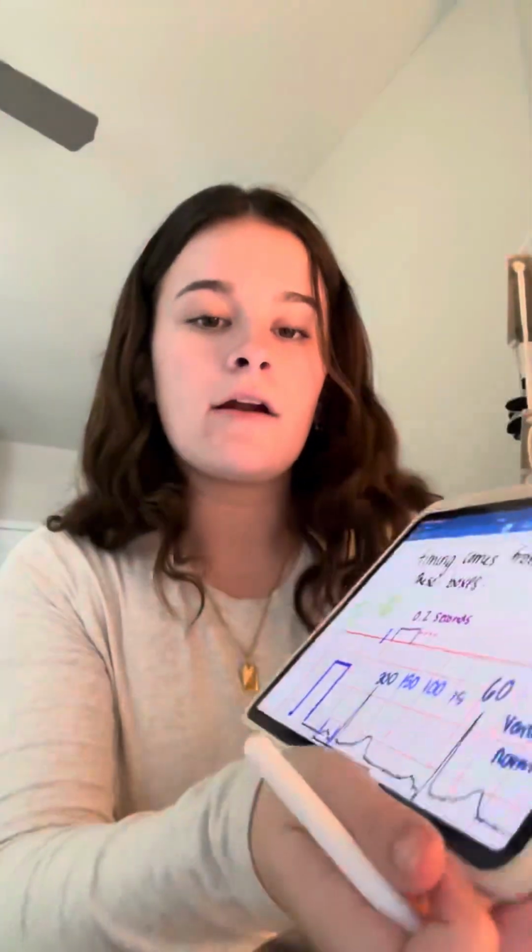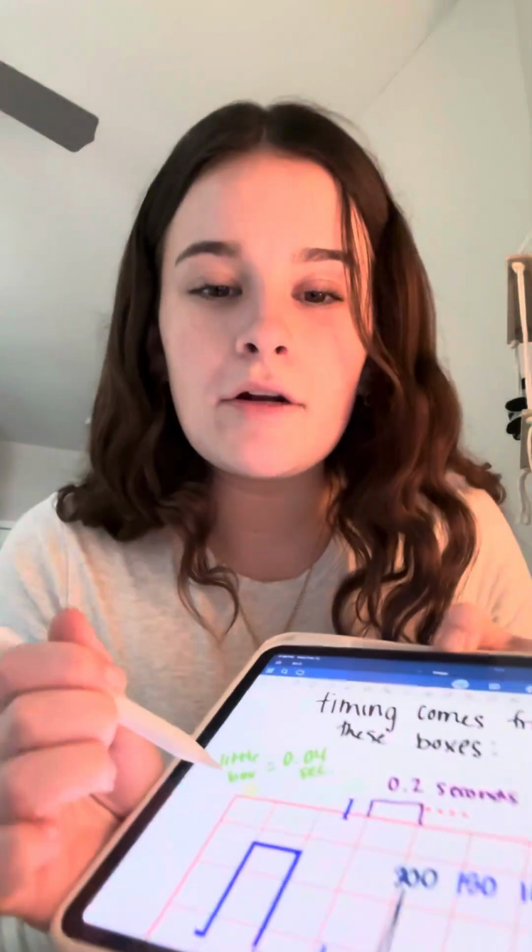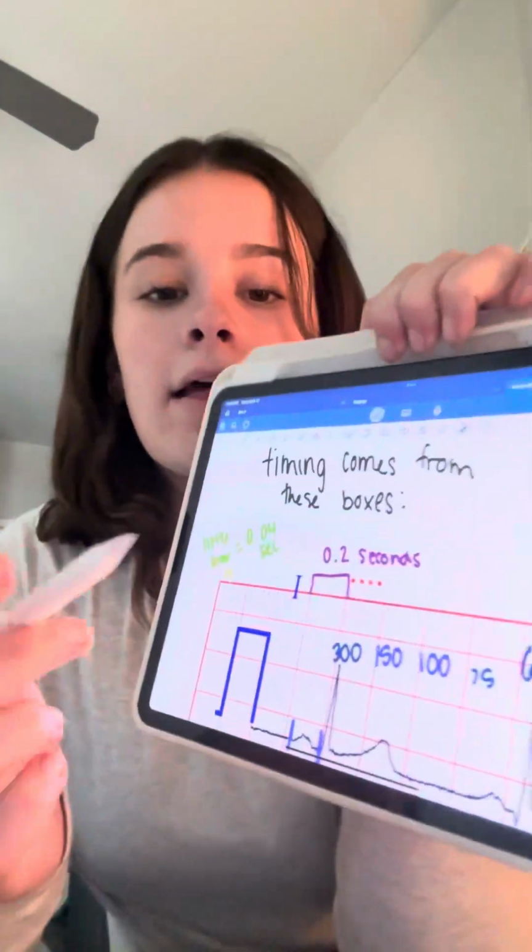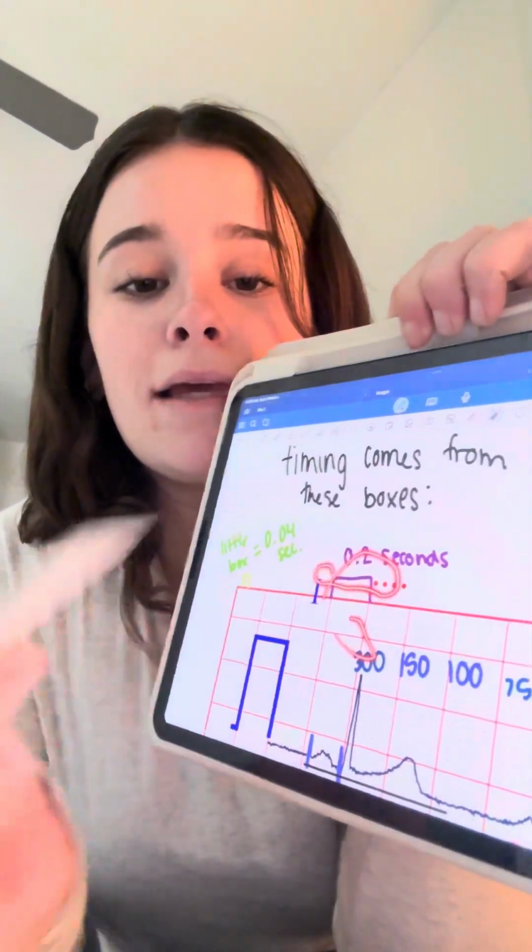So first I'm going to start with explaining what these little boxes mean that are on this chart. The little boxes here, it's kind of hard to tell, just mean 0.04 seconds, and then the larger boxes like here, that is 0.2 seconds. And now I'll continue with examining the rhythm.